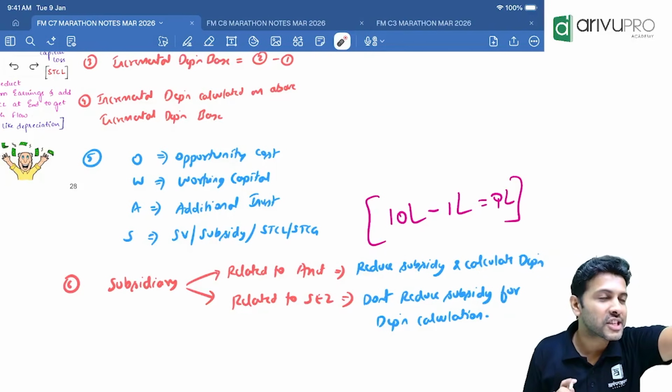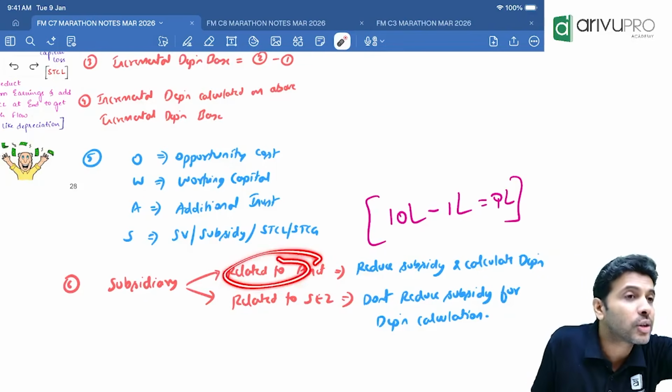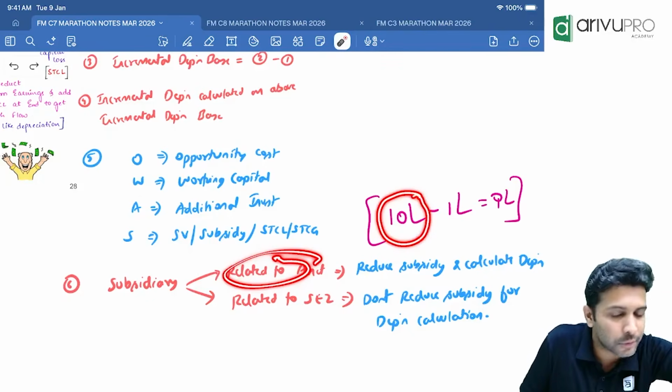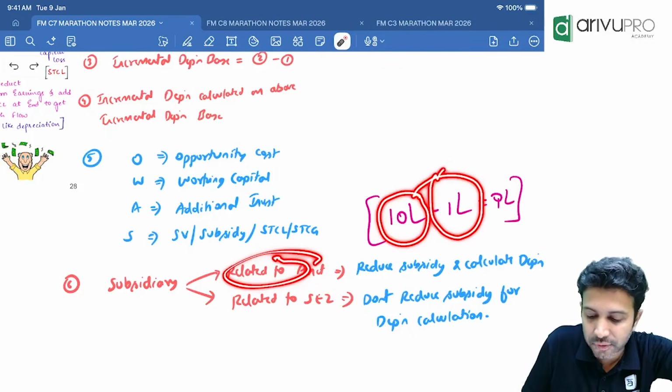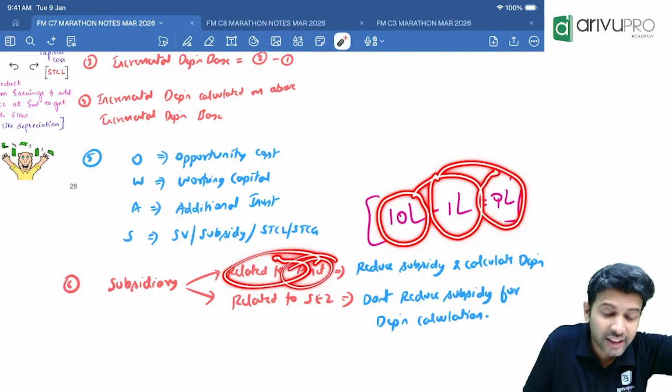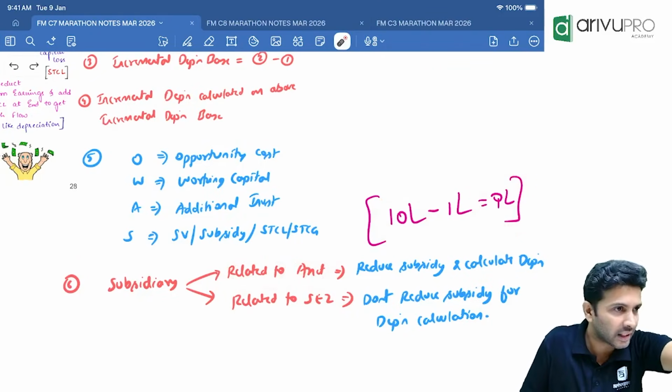Now, what is this concept? If subsidy is related to the asset, though you purchased the asset for 10 lakh, whatever subsidy you have received, first reduce it and then calculate depreciation. If it is related to the asset, they will tell you in the problem.